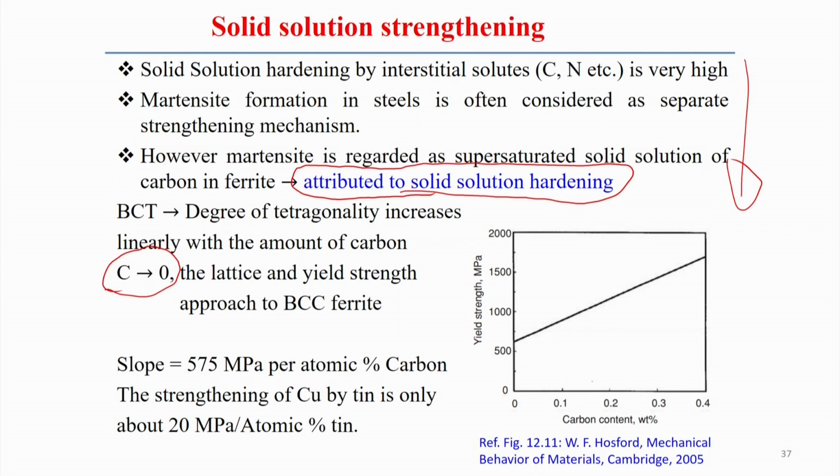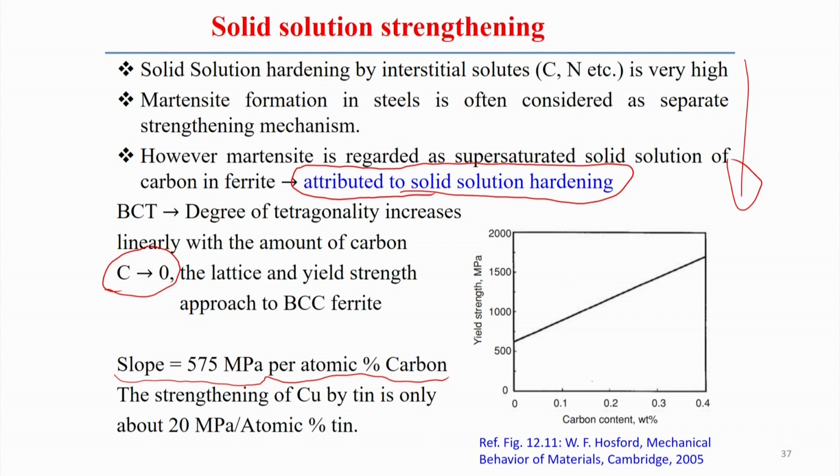Now, graphically we can see that the slope is around 575 megapascal per atomic carbon percentage. So what does it mean? It means that with the change of the carbon percentage, per atomic carbon percentage changes, the increment of the yield strength is 575 megapascal.